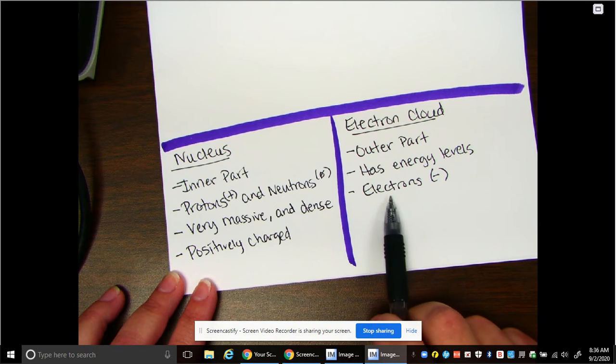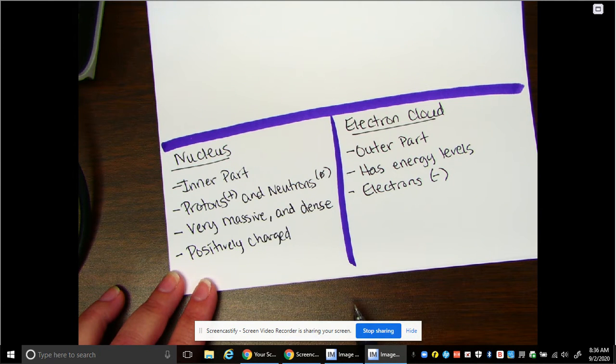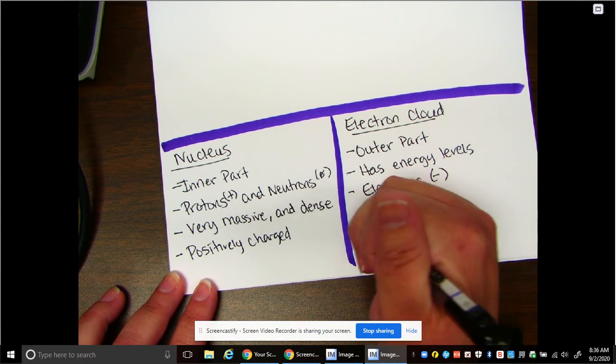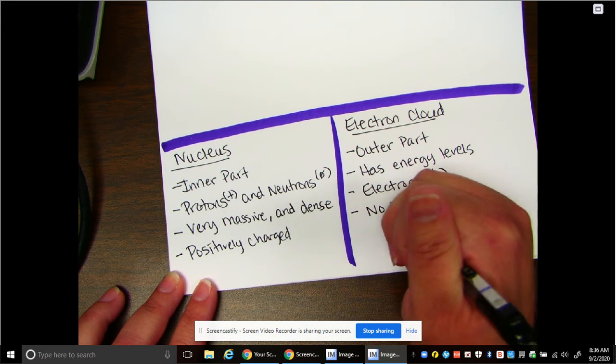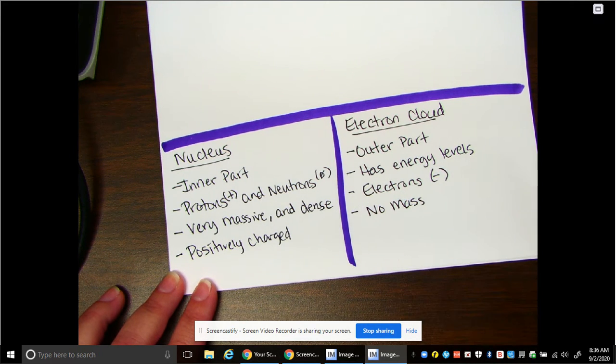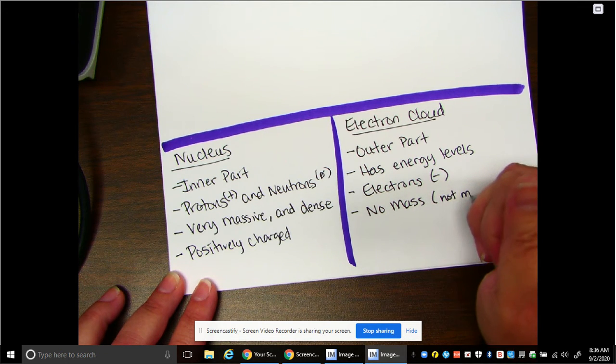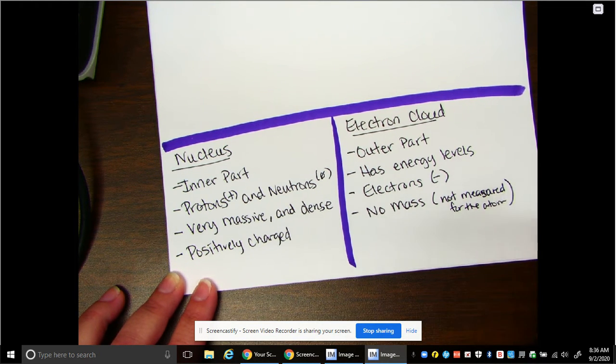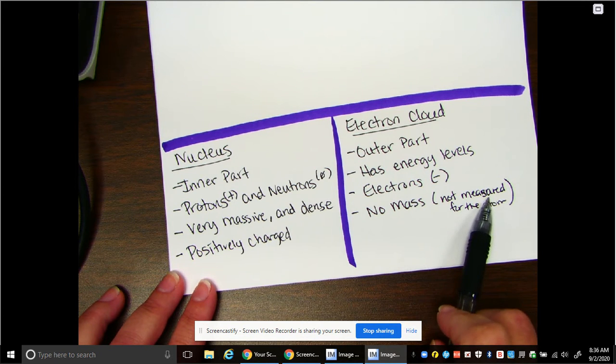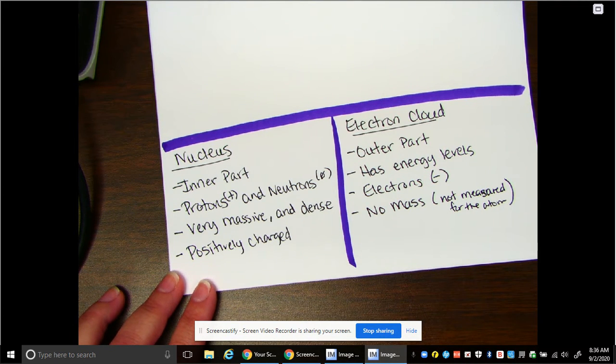So electrons are incredibly small. We're going to talk a little bit about their size when we get to the top. Because they're so small, they have almost no mass. They add no mass. So that means the electron cloud has essentially no mass. And when I say no mass, I mean negligible mass, right? It's not measured for the atom. Okay, excuse my writing. Almost no mass.